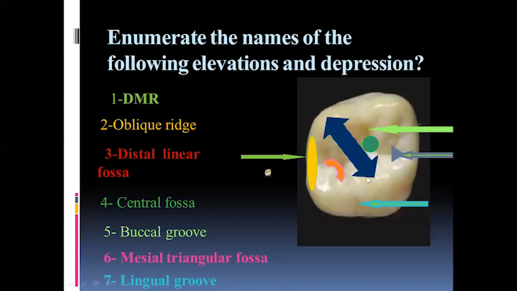Oblique ridge: this is the specific structure of the maxillary first molar. From the mesiolingual cusp to the distobuccal cusp is the oblique ridge. These are the cusp ridges. These are the marginal ridges, the mesial marginal ridge and the distal marginal ridge. This is the transverse ridge. These are the triangular ridges.